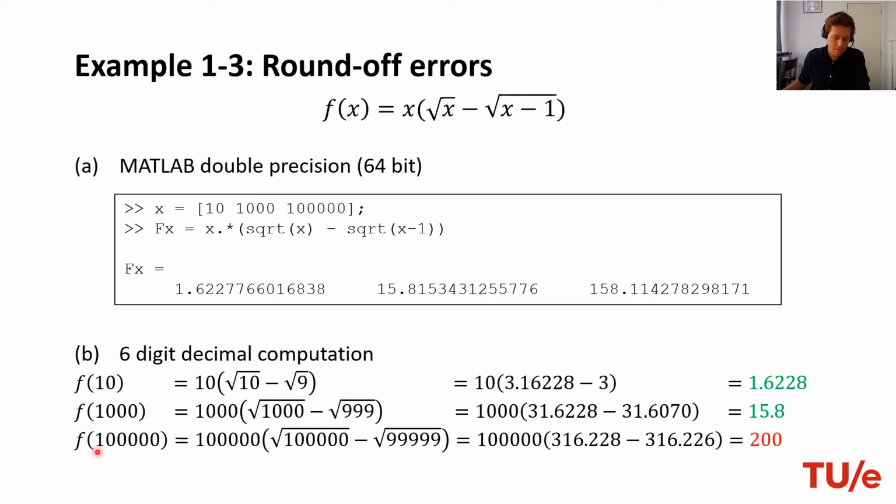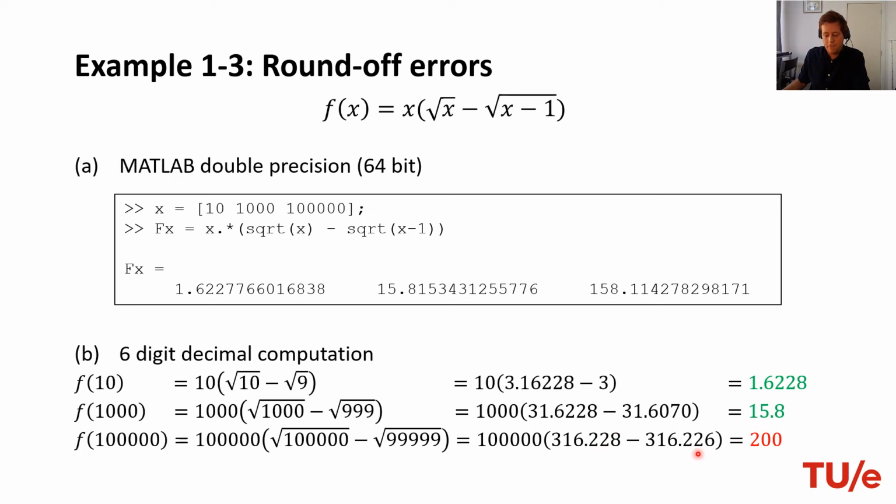Well, if we substitute x is 100,000 in here, then the square root of 100,000 rounded is 316.228, whereas the square root of 99,999 is 316.226. So this actually tells us these two numbers are quite close to each other. For large x, the square root of x and the square root of x minus 1 get closer and closer to each other. Now, after rounding, well, we rounded this to 6 significant digits.